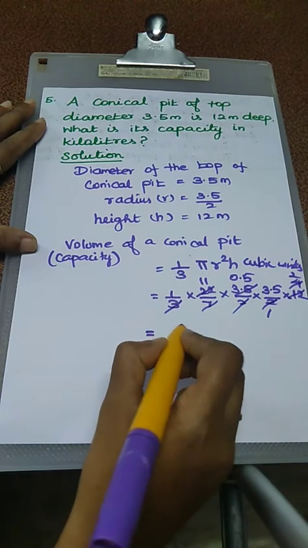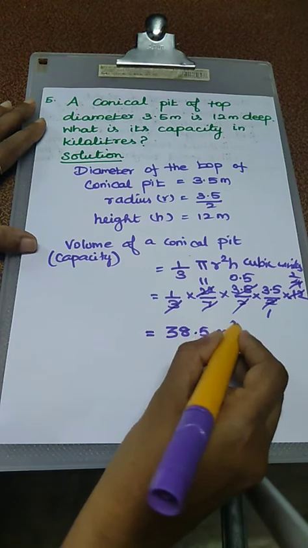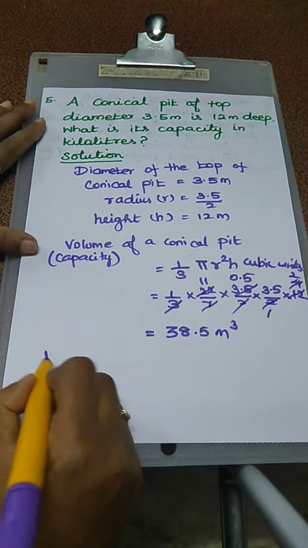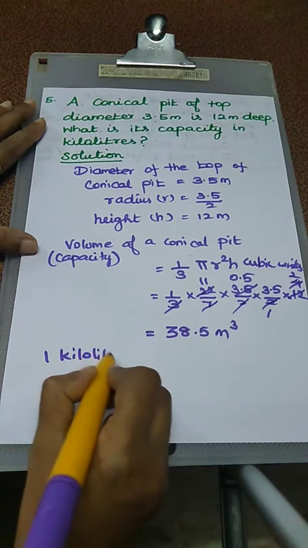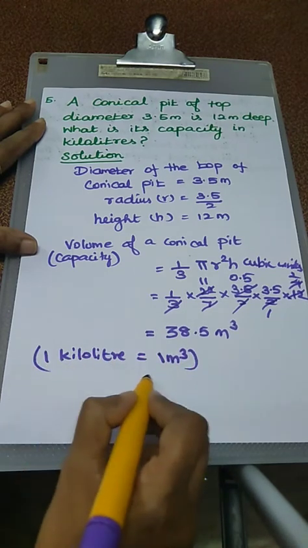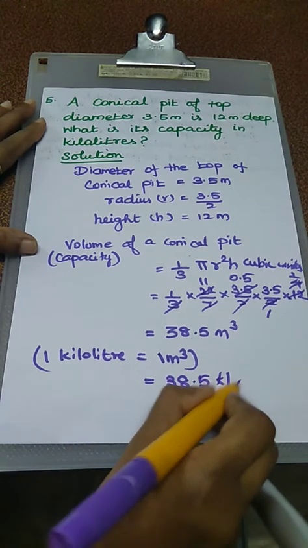So multiply the values. The answer is 38.5 meter cube. But finally we have to convert in kiloliters. We know 1 kiloliter is equal to 1 meter cube. So 38.5 kiloliters. That's all. Next problem.